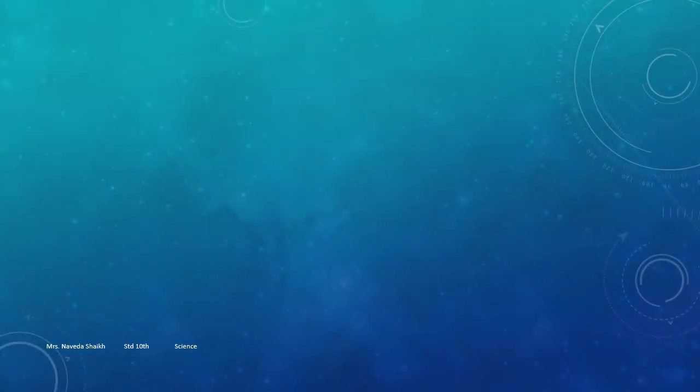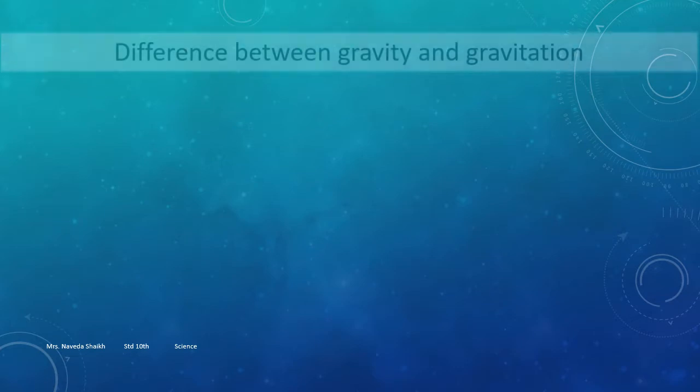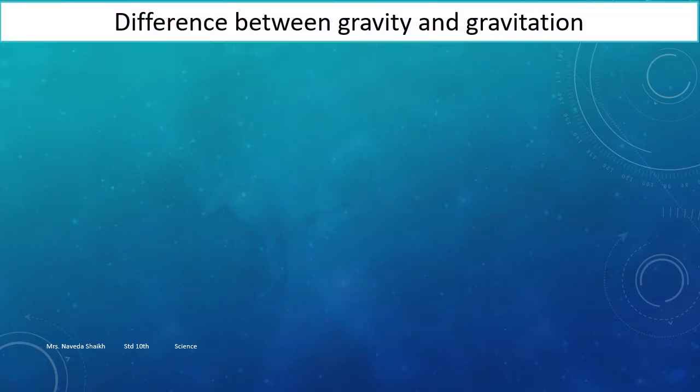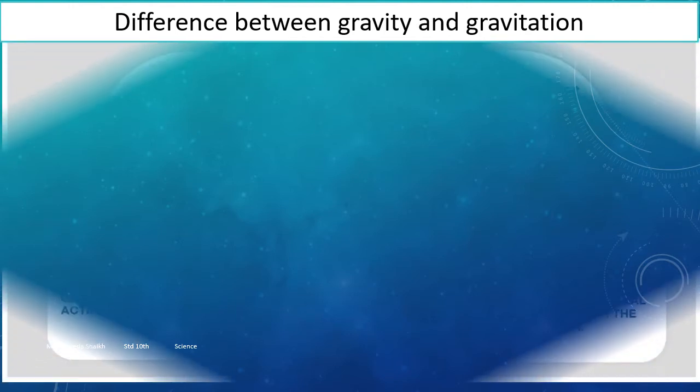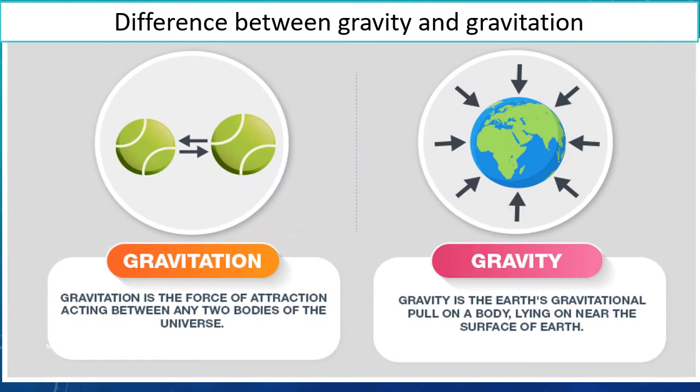Moving ahead. If the concept of gravitation and gravitational force is clear to you, then the things which are going to come now will be much clearer to you. Now first, you need to understand the difference between gravity and gravitation. Gravity is a different word and gravitation is different. Gravitation means there are two objects and there is a force between them and they are trying to come towards each other. Attraction. Gravitation is the force of attraction acting between any two bodies of the universe. Whereas gravity is something else.